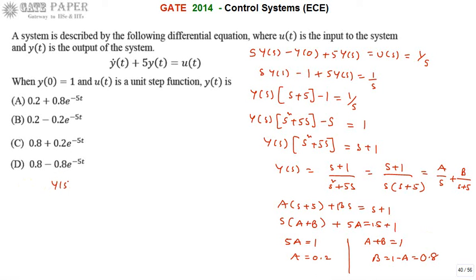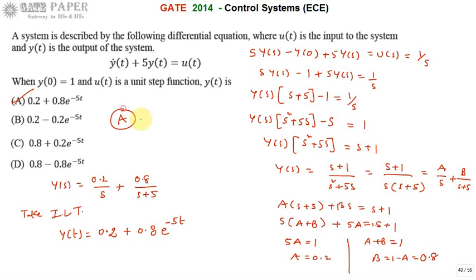Now we can write Y(s) is equal to A/s, that is 0.2/s, plus B, that is 0.8, divided by (s plus 5). Take the inverse Laplace transform, so that will give y(t). Y(t) is equal to 0.2/s, which becomes a constant whose magnitude is 0.2, plus 0.8 times e power minus 5t. So the right answer for this question is 0.2 plus 0.8 e power minus 5t, which is option A. So A is the right answer for this question.